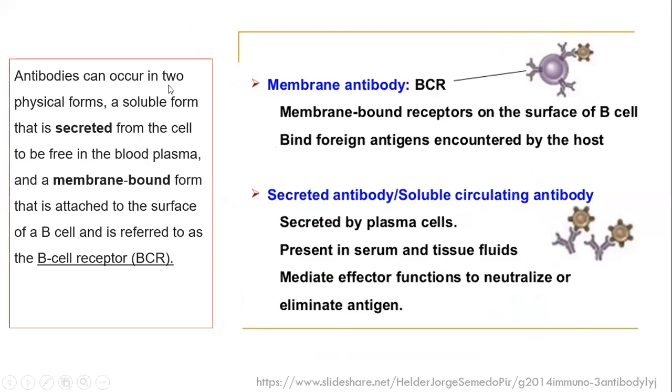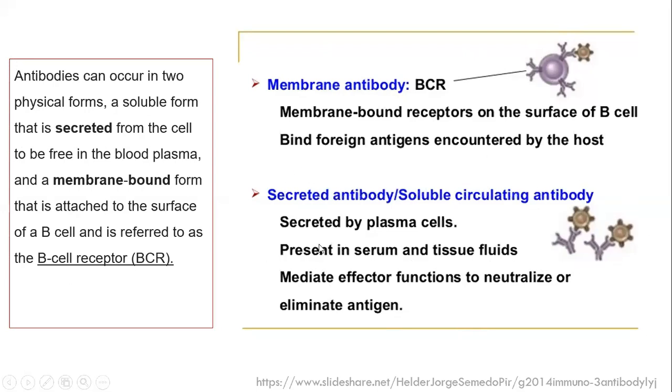For example, antibodies can occur in two physical forms. A soluble form that is secreted from the cell to be free in the blood plasma. So it is secreted into the plasma. Antibodies are Y-shaped molecules, and in the secreted form they can go in a free form into the plasma. Another form is called membrane bound. They are not free. They are always associated with the B cells, and specifically these antibodies associated with the B cell in membrane-bound form are called B cell receptors. The other ones are called soluble antibodies.